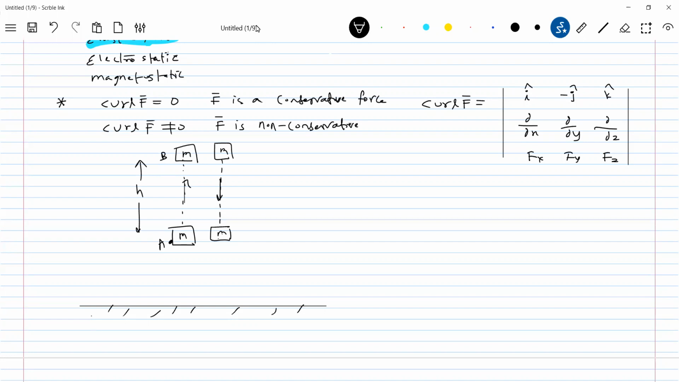As it moves from A to B, it will not shift on its own; an external agent will slowly move the block from A to B and back from B to A.